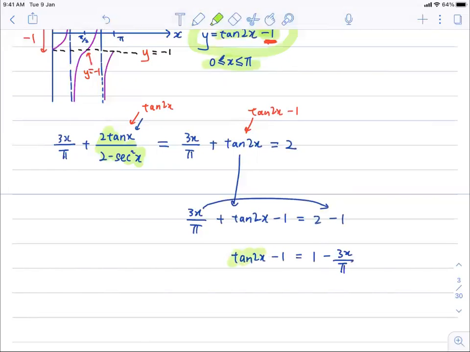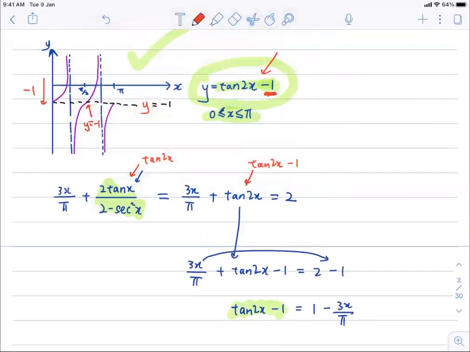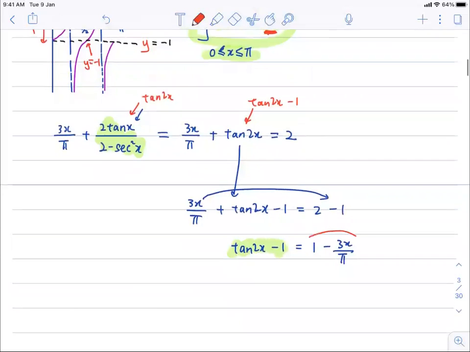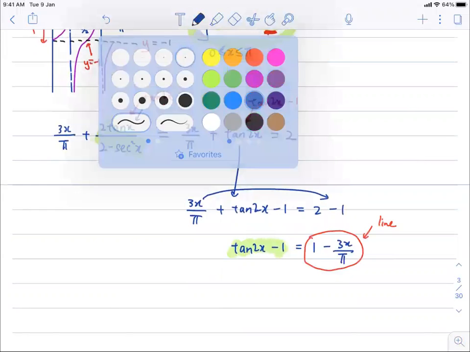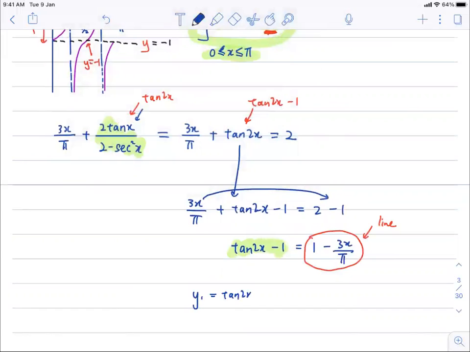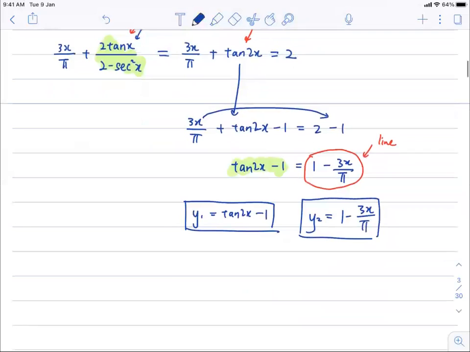Okay, so now we get tangent 2x minus 1. This one is from here, tangent 2x minus 1. And also we have another part, 1 minus 3x over pi. These are the lines that we want to add to our graph. So write down two equations. y1 equals tangent 2x minus 1. This is what we already have in the graph. And then we have another, y2 equals 1 minus 3x over pi. We want to add this line into our graph, and then find the intersection points between the two. The number of intersection points between these two would be our number of solutions.